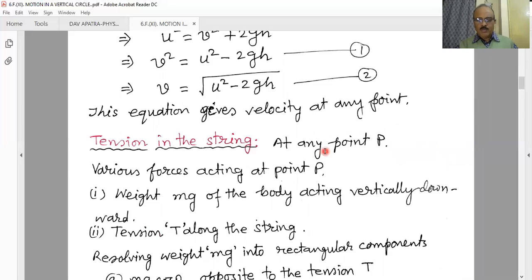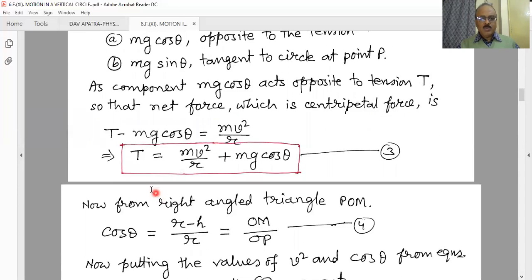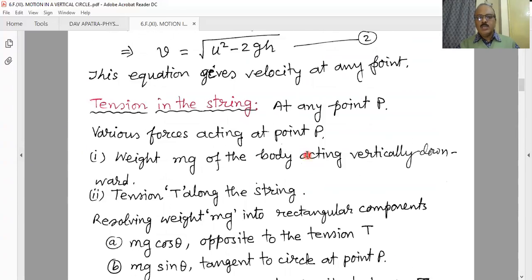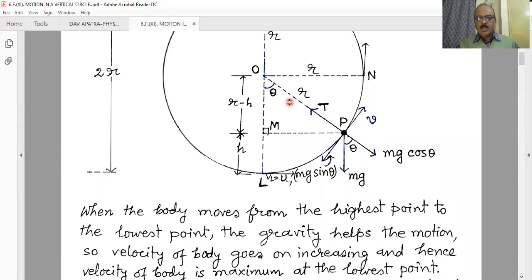Now, from this concept, we can write T minus mg cos theta is equal to mv square by r. Since the velocity or speed at that point P is v, the centripetal force is mv square divided by r, and the component mg cos theta acts opposite to the tension T. Therefore, T minus mg cos theta is mv square by r. And from that we get the equation T equal to mv square by r plus mg cos theta. And if we know the velocity at that point and the angle theta, then we can easily find out the tension.